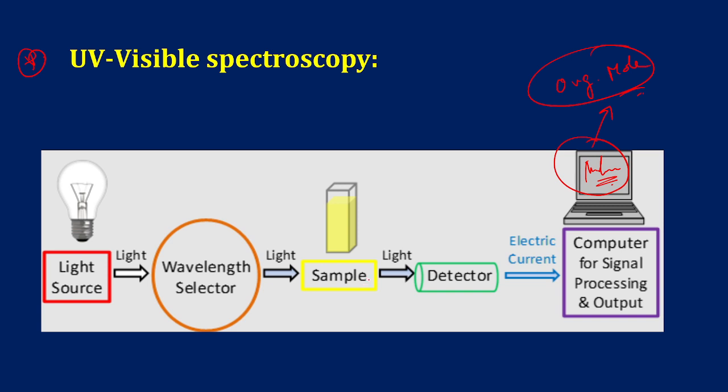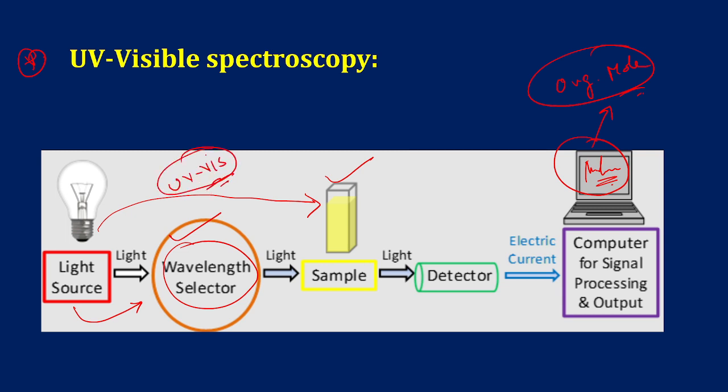This is the entire instrumentation technique of UV visible spectroscopy. First of all, you need to pass the light from the light source through the sample. But before passing the light through the sample, you need to adjust the wavelength. For UV visible, I already mentioned the wavelengths. You adjust the wavelength in the spectrophotometer and then pass the light.